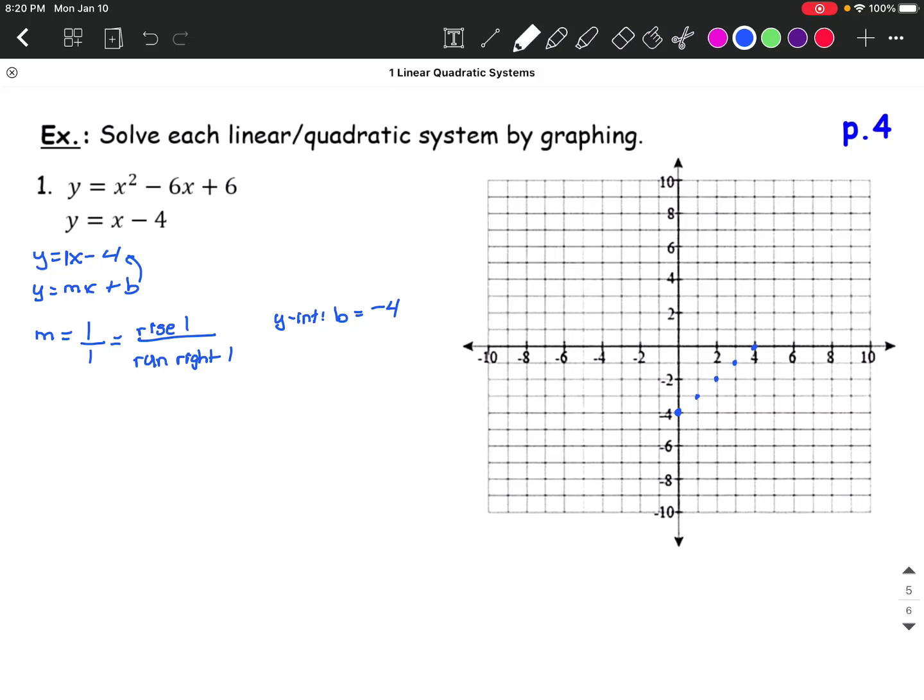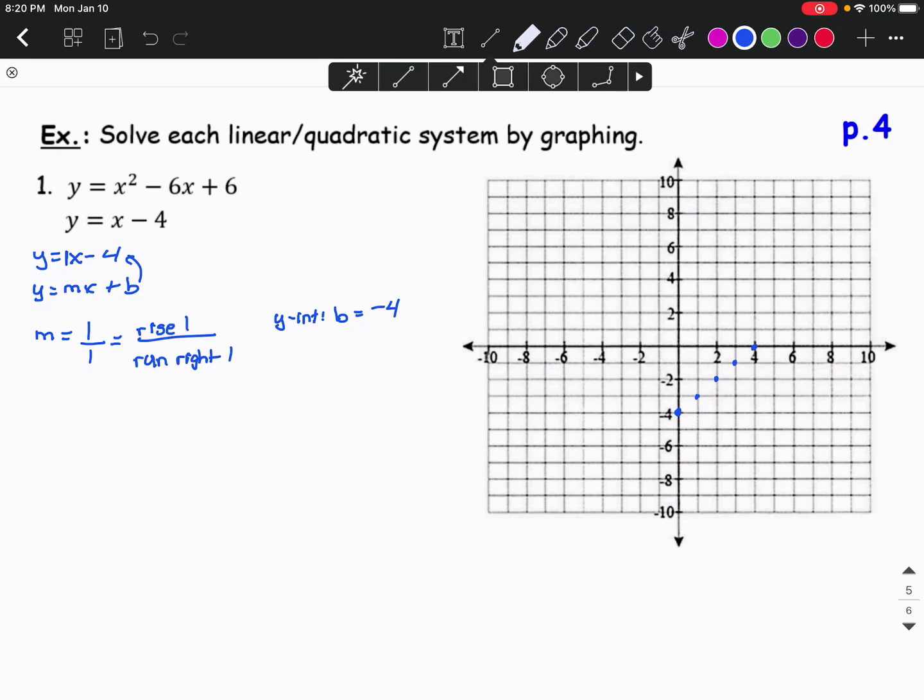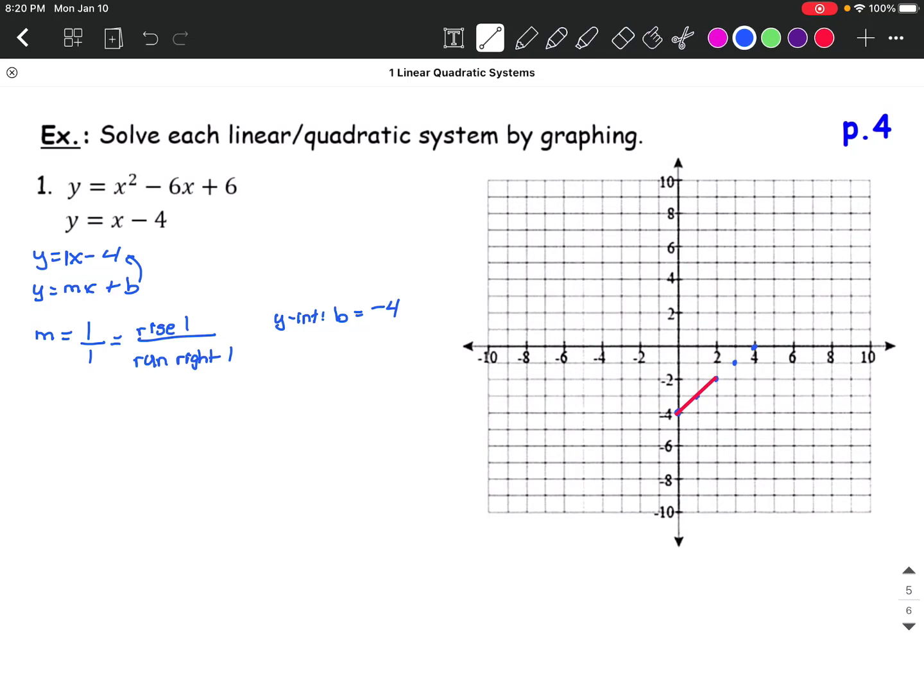As soon as you have a few of them, then you go get your handy dandy straight edge. Don't forget to put the arrows on it. Okay. Don't forget to label it with the equation y equals x minus 4. All right, now we have that one graphed.